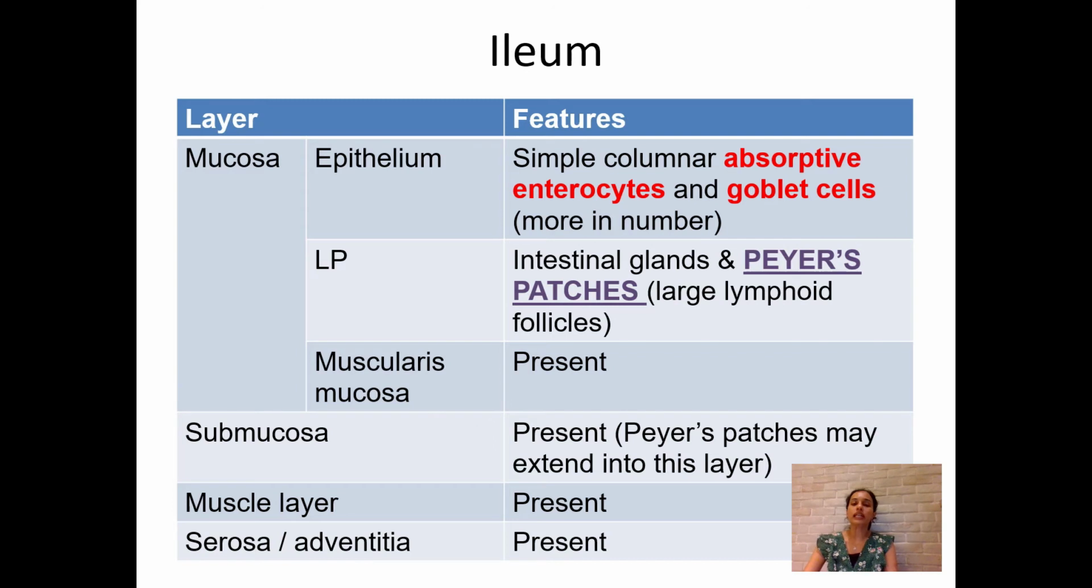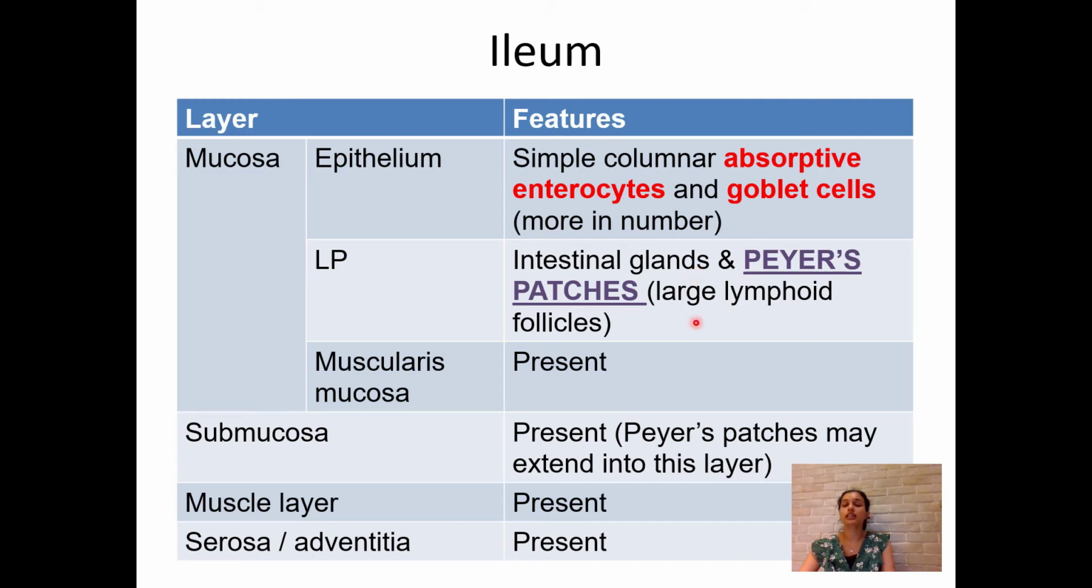Now coming to the ileum. So the epithelium will be the same, simple columnar absorptive enterocytes and goblet cells. Here the goblet cells are more in number. Goblet cells are a little less in the duodenum and jejunum, but as it comes to the ileum, the goblet cells will increase in number. In the lamina propria, there are intestinal glands.